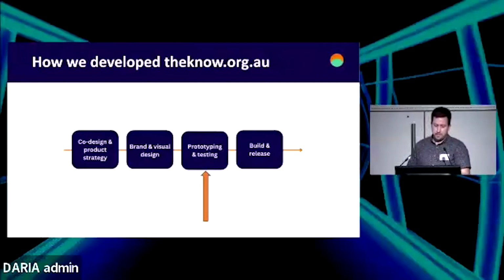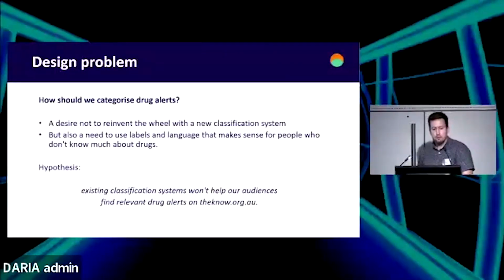And one design problem I want to focus on in particular is how we should categorize drug alerts. So with a large range of alerts that are being published, growing larger, we know that we want to help people find the alerts that are relevant to them. One way, obviously, would be by jurisdiction, so they can find alerts that are relevant to where they live, or states and territories that are close to where they live if they're in a border location. But we also wanted to help them find drug alerts based on the drugs they might intend to consume, or drugs they've heard about that are circulating in the community.